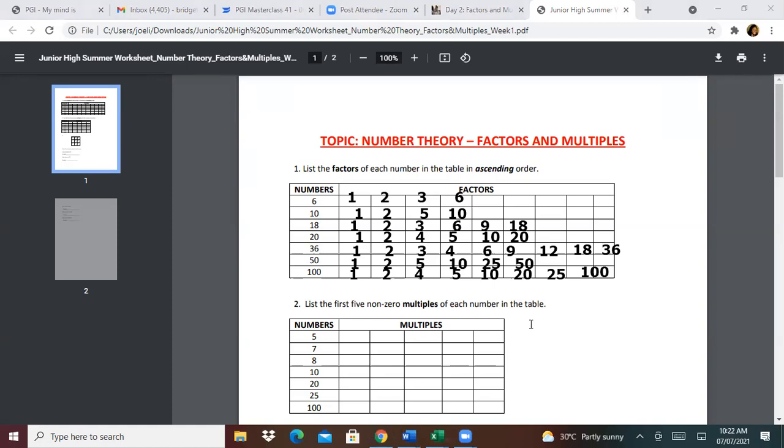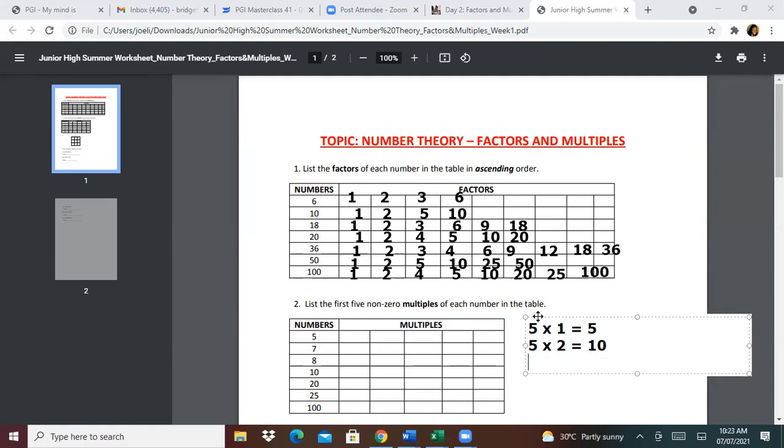If I take a number in our table, we have the numbers 5, 7, 8, 10, 20, 25, 100. If I take my first number, 5, and I multiply it by a regular counting number, the answer that I get, or my product, is a multiple of the original number. So a multiple is the given number or the answer of a given number multiplied by a counting number.